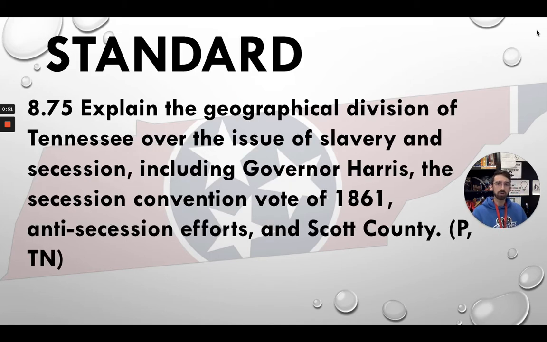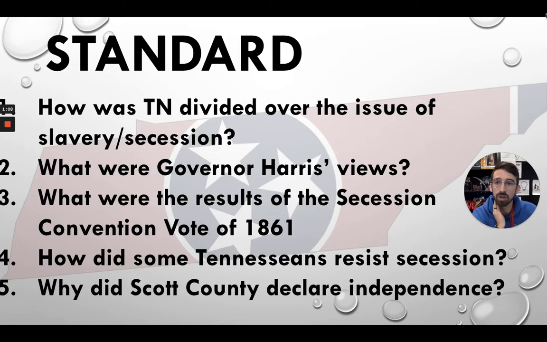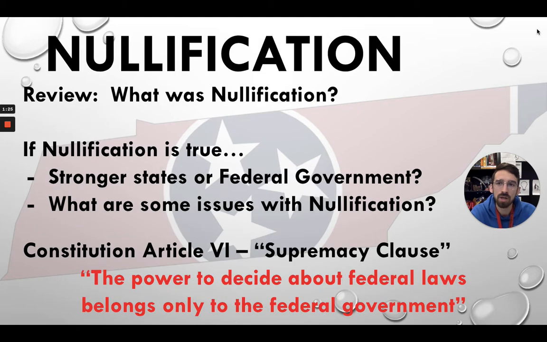So here's a standard we're looking at. Explain the geographical division of Tennessee over the issue of slavery and secession. So how the state is divided geographically over this problem. We'll talk about Governor Harris, the secession convention vote of 1861, anti-secession efforts, and Scott County. So basically, you've got these five questions. How was Tennessee divided over the issue of secession or slavery? What were Governor Harris's views? What were the results of the convention? How did some Tennesseans resist secession, and why did Scott County declare independence?